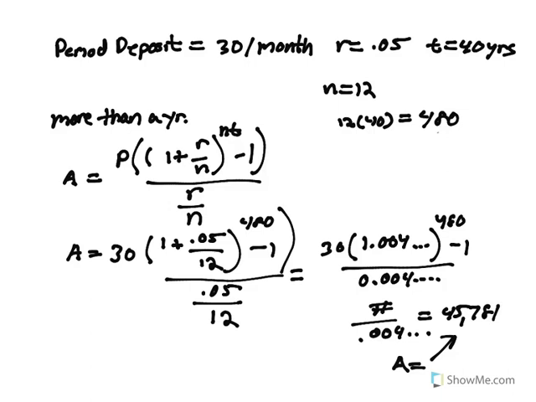And then for part B, remember this is part A, and for part B, let me just do it on the next slide. Part B is the interest, which is the difference between the value of the annuity and the total amount deposited. So the total amount deposited over 40 years is $14,400.